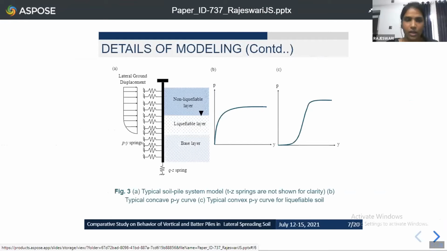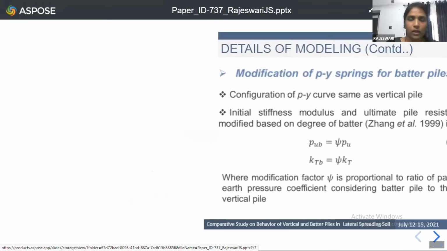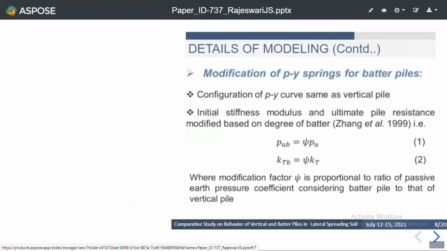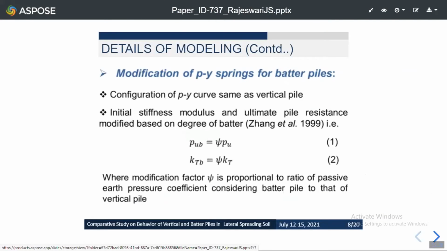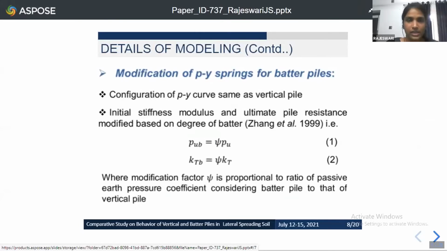And this strain hardening behavior is due to the dilative behavior of the liquefied soil when subjected to the shear loading conditions. So the lateral resistance of the batter piles are not well defined in literature. So modification factors which are suggested by Zhang et al. 1999 are used to consider the effect of batter on the pile resistance of vertical piles. And it is also assumed that the configuration of the PY curve is same as that of the vertical pile.